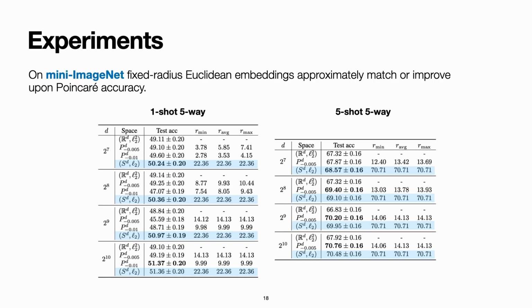In mini-ImageNet, a similar phenomenon can be observed. In this case, the embedding radii of the hyperbolic representations are not constant for the smaller dimensions, but converge to a common radius as the dimensionality increases.